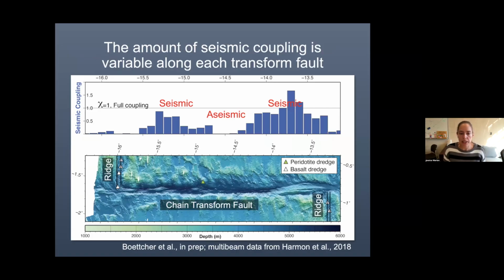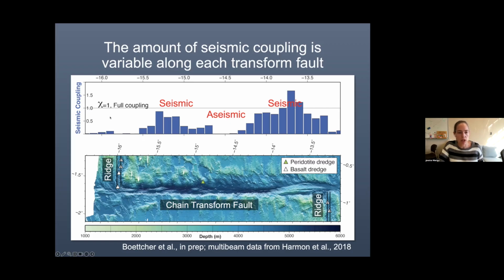To think about that seismicity in a little more detail, this is the Chain transform fault, which we just got back from last week. It is on the Mid-Atlantic Ridge, and I'll show a location map later on, but this is the Mid-Atlantic Ridge here, and the Mid-Atlantic Ridge here. The triangles are the dredging that had been done prior to our cruise. And then this is this beautiful 300-kilometer long transform fault.